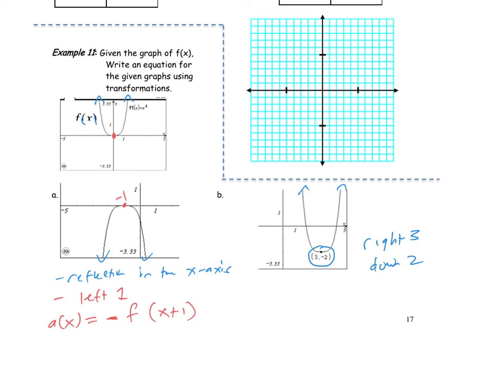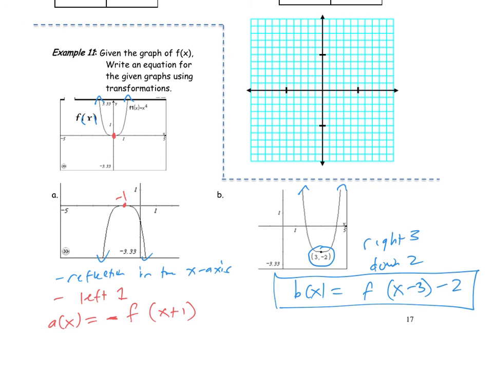So let's write the equation for, we'll call it b of x. So b of x is going to be f, and if I want to go right 3, I replace x with x minus 3, and down 2, I'll put a -2 outside the function, and this is the equation for b of x.